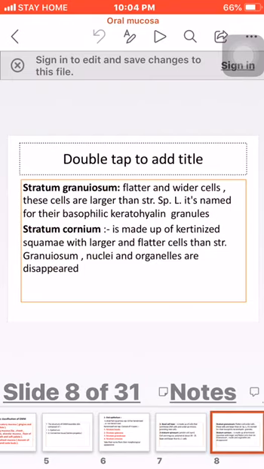Next is stratum granulosum. It has flatter and wider cells, larger than those of stratum spinosum. It is named stratum granulosum because it contains granules of basophilic keratohyalin. Stratum corneum is made of keratinized squames, larger and flatter than the cells of stratum granulosum. Nuclei and organelles of these cells have disappeared.